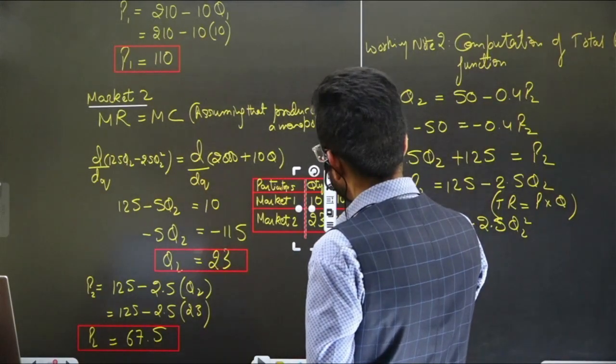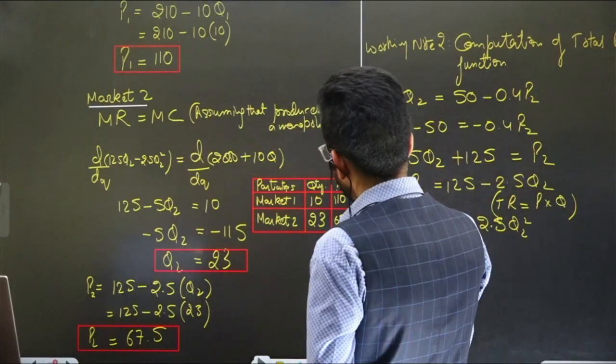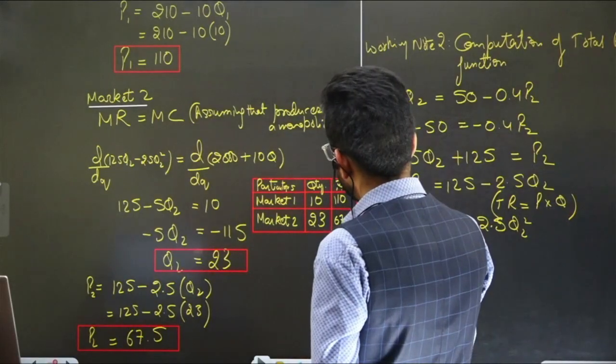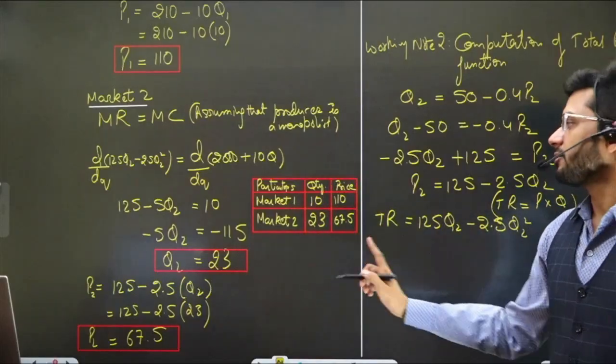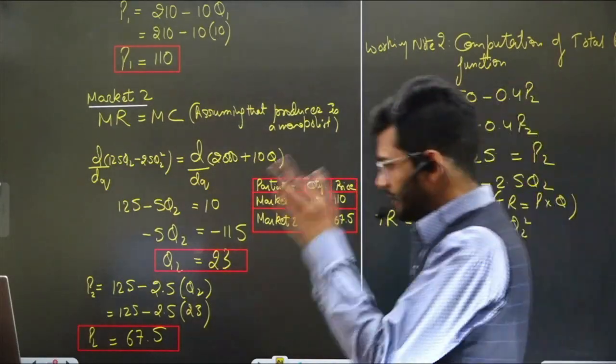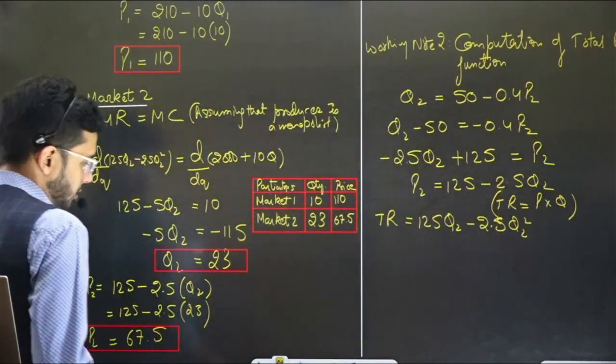Okay, so write your answer in this format, guys. In this tabular form, you write your answer. This is how the answer is to be written. Market 1 and market 2 both to be written separately. Okay, now let us start part B.